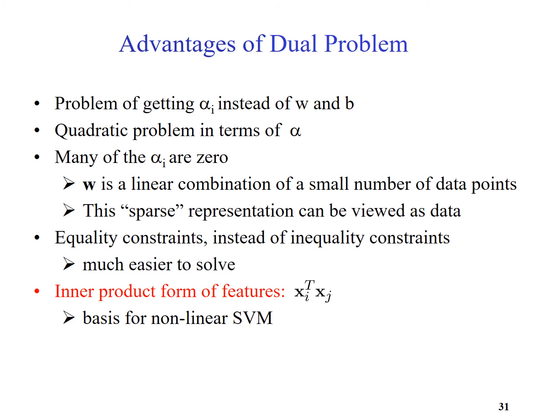When it comes to constraints, in the primal problem, the constraints are inequalities, which are very difficult to handle. But in the dual problem, the constraint is now an equality, so it's much easier to handle. And finally, the most important advantage is that in the dual problem, we can represent the problem with this term, xi transpose xj. This is the most important reason for using the dual problem. This is the basis for nonlinear SVM. Because of this, we are able to process nonlinear problems.